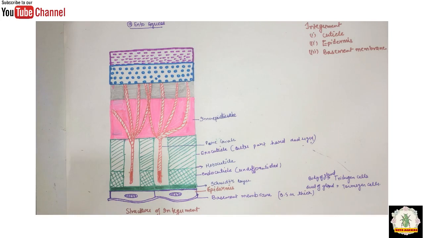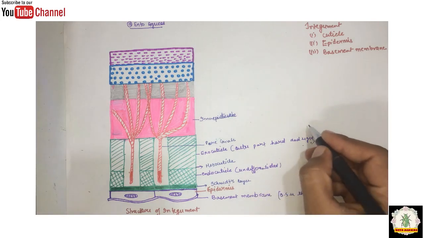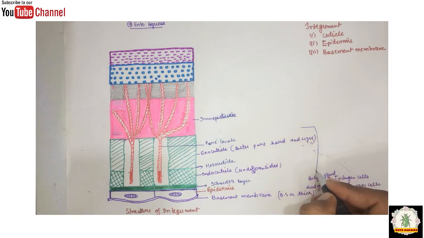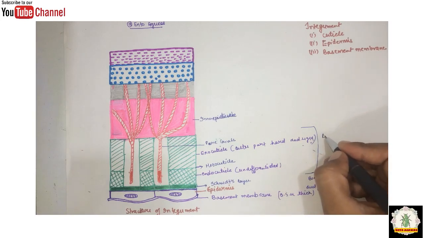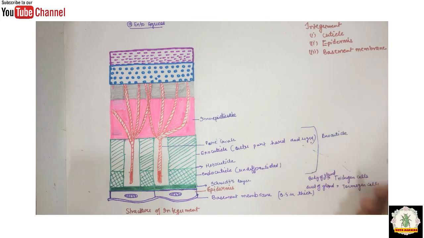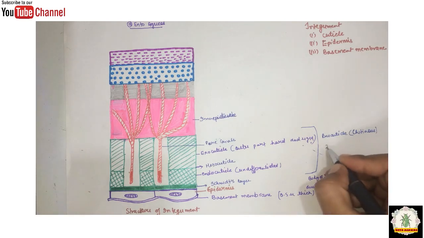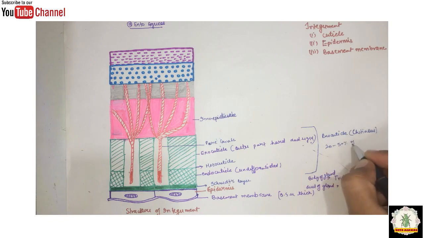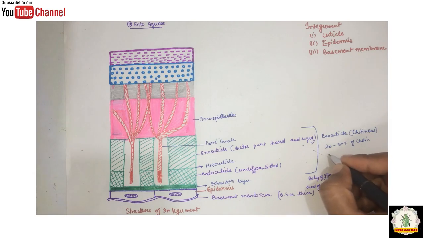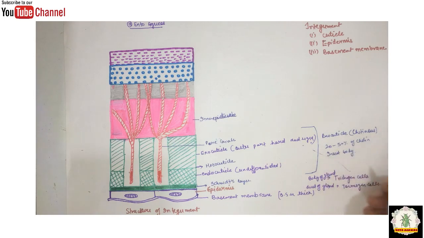So all these up to the pore canal form the procuticle. And this procuticle is thicker and it is chitinous. It consists of 20 to 50% chitin in the insect body, and this chitin is about 20 to 50% of the dry weight.